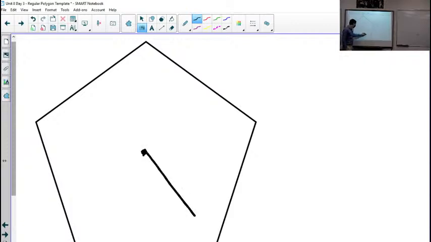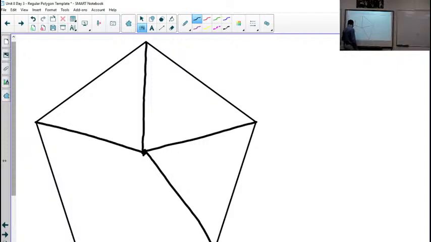So here's one. Here's two. All right, there are 5 vertices, so I should be drawing out 5 different segments.